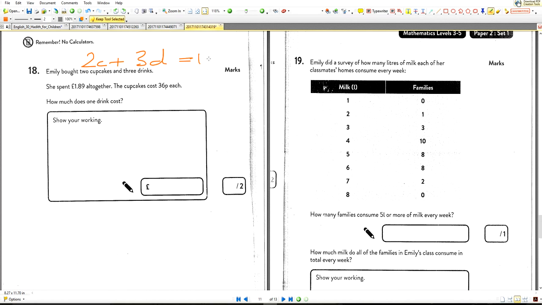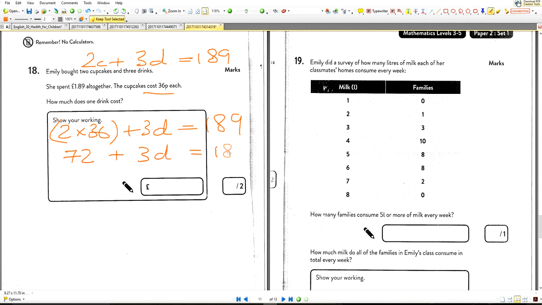She spent £1.89 altogether, or 189 pence. The cupcakes cost 36p each, so 2 times 36, add 3 times the drinks, gives us 189 pence. Now 2 times 36 will give you 60 plus another 12. That'll give you 72p plus 3d equals 189.